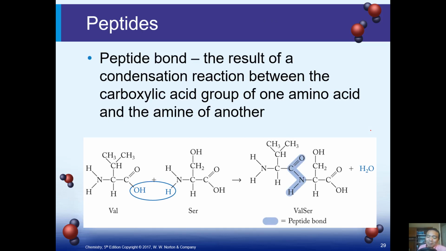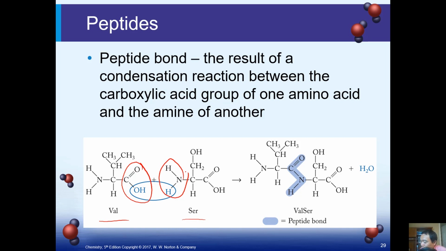Next, about the peptide. Peptides are actually made from amino acids. For example, if you have a valine and a serine, the carboxylic acid reacts with the amine portion of a different species or the same amino acid.